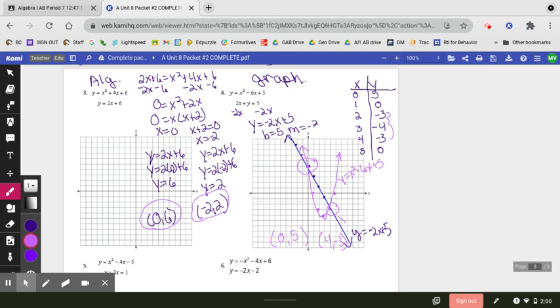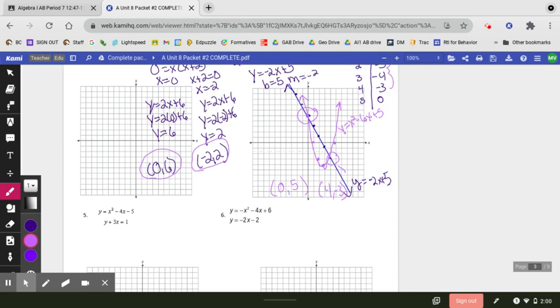So that's the end of our video for today. We will pick up continuing solving graphically and algebraically after a break.